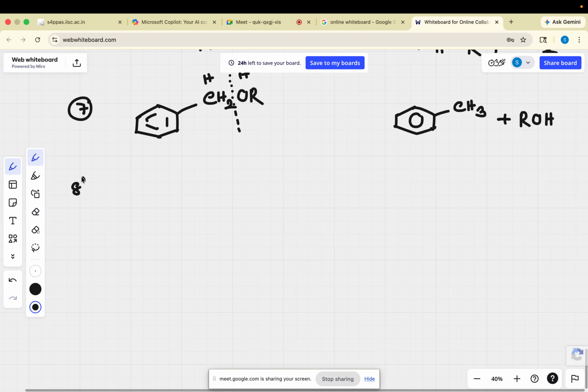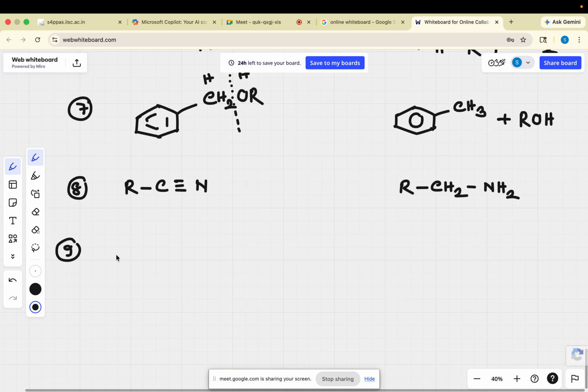Number 8, suppose you have cyanide compound, this. If I do reduction of that, I will get primary amine, RCH2NH2, primary amine you will get.